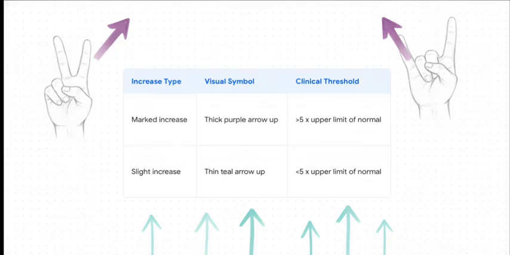A marked increase, which we visualize with those thick purple arrows pointing up on our peace sign and our horns, clinically translates to enzyme levels that are usually greater than 5 times the upper limit of normal. On the flip side, a slight increase, represented by the thin teal arrows pointing up like we saw across the board on the chronic fist, usually means the enzyme levels are elevated, but they remain less than 5 times the upper limit of normal. Connecting the visual thickness of the arrow to that clinical threshold of greater than or less than 5 is the absolute final key to locking all of this knowledge in for good.